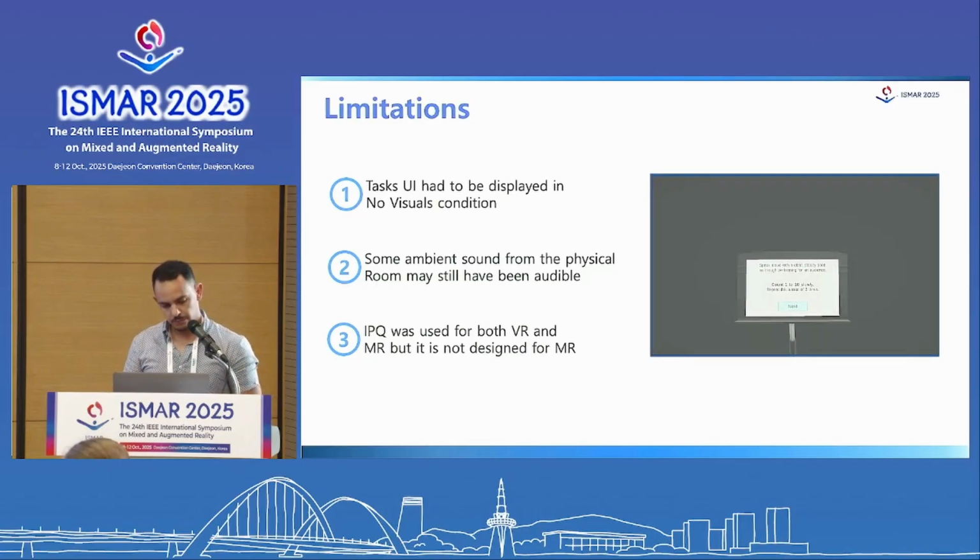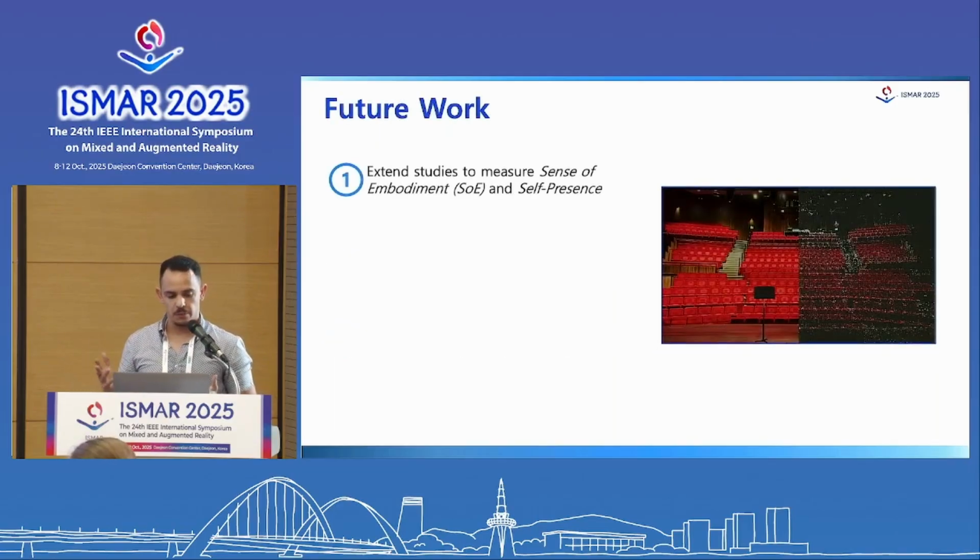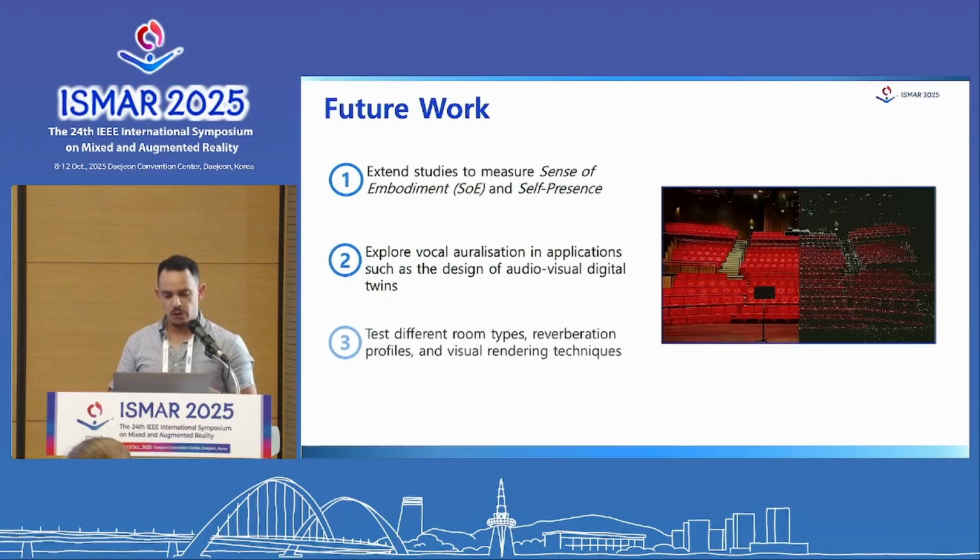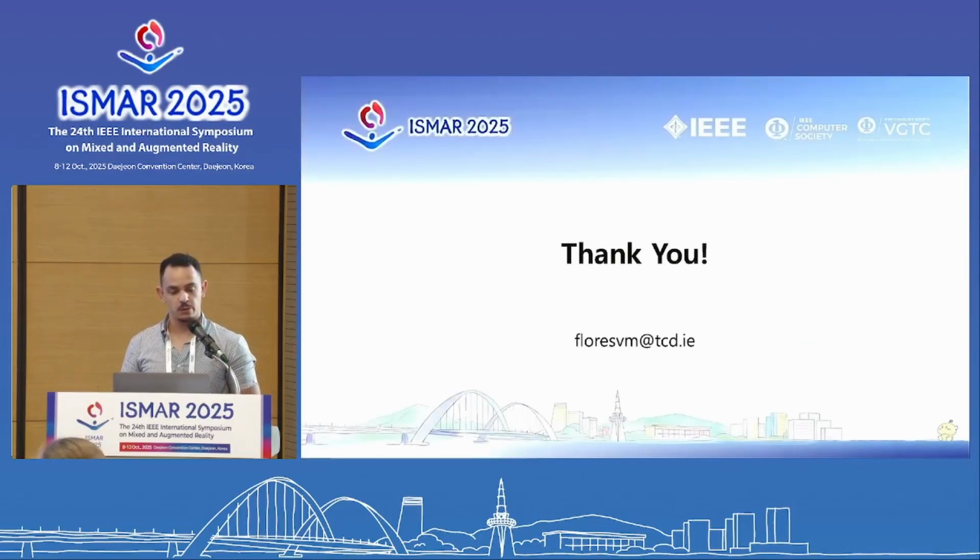And future work, we think we could extend these studies to measure other perceptual constructs like sense of embodiment. We can explore audiovisual realization in other contexts, like creating digital twins for musical performances or education or cultural heritage preservation. And, well, investigate further with different types of rooms, different types of reverberation profiles, and also different rendering techniques like Gaussian splatting or other rendering techniques. And that's me. Thanks so much.